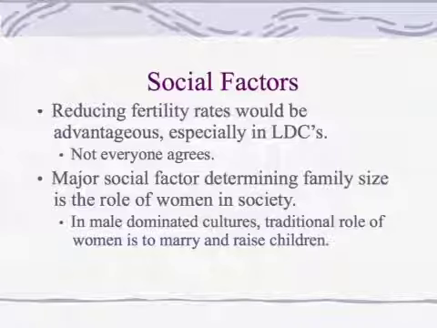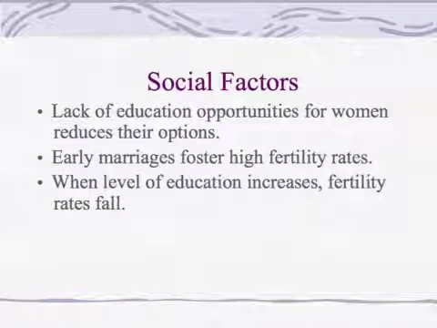Other social factors determining family size is the role of women in society. If it's a male-dominated culture, the traditional woman is to marry and raise children and doesn't really have a right in that. Lack of education opportunities is another social factor for women. Early marriages, which result in a high fertility rate, are another reason. But there's a correlation between the amount of education and fertility rates. So when education increases, fertility rates drop.